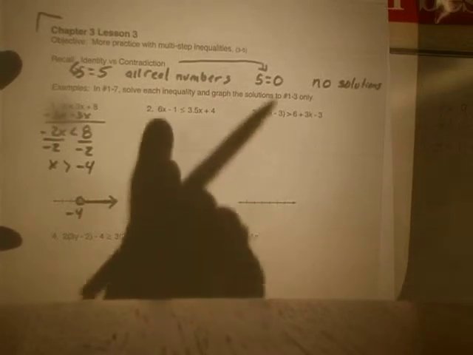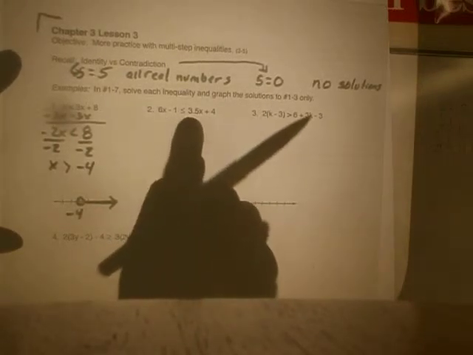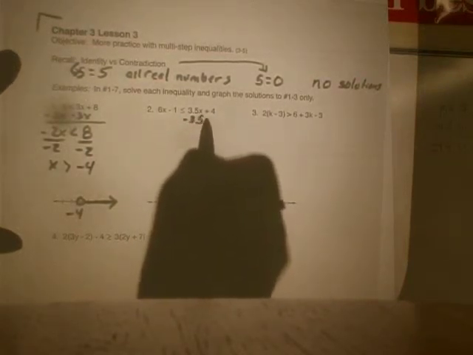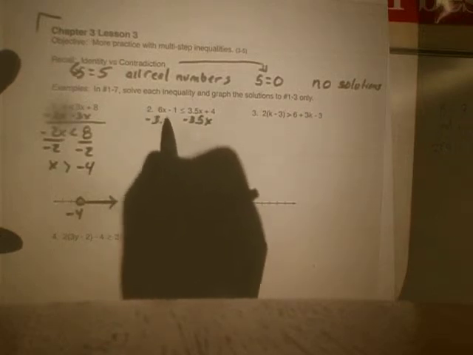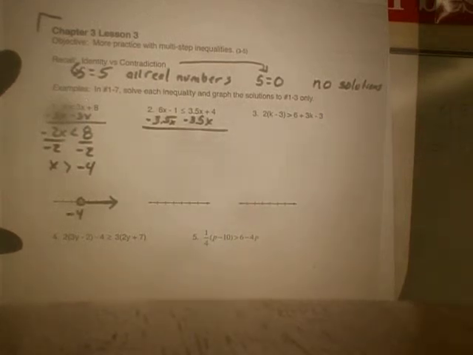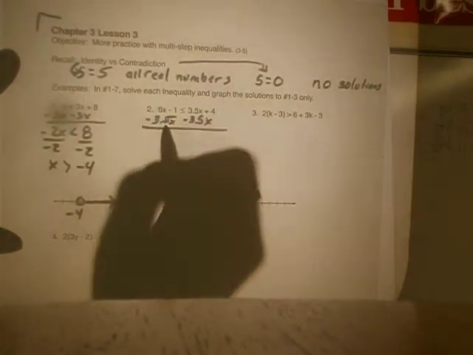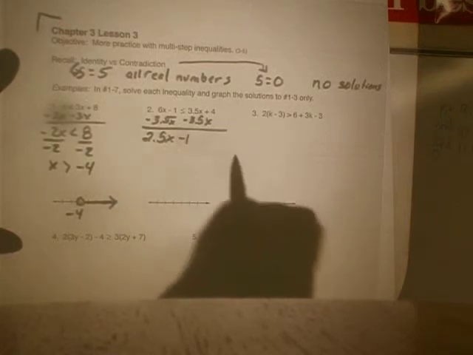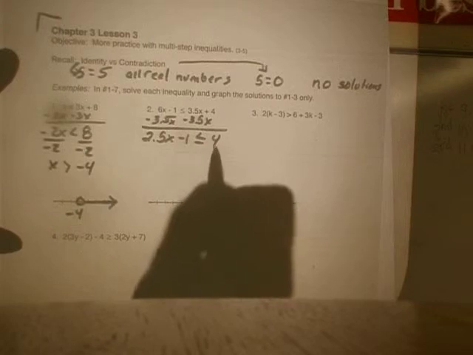Number 2, we have variables on both sides. If you get rid of a smaller variable, then you have to deal with less negatives. So if you look at 6 and 3.5, 3.5 is smaller. So you subtract 3.5x from both sides. And when you do that, 6x minus 3.5x is 2.5x minus 1 is less than or equal to 4.